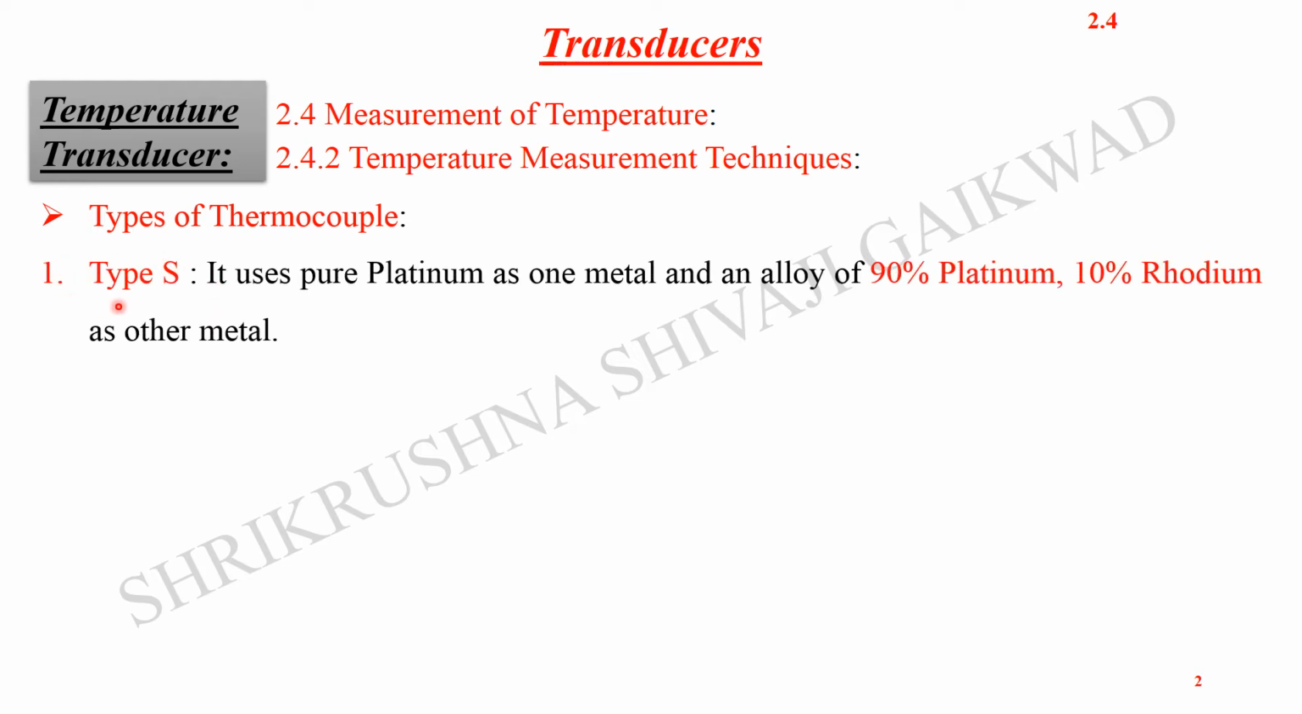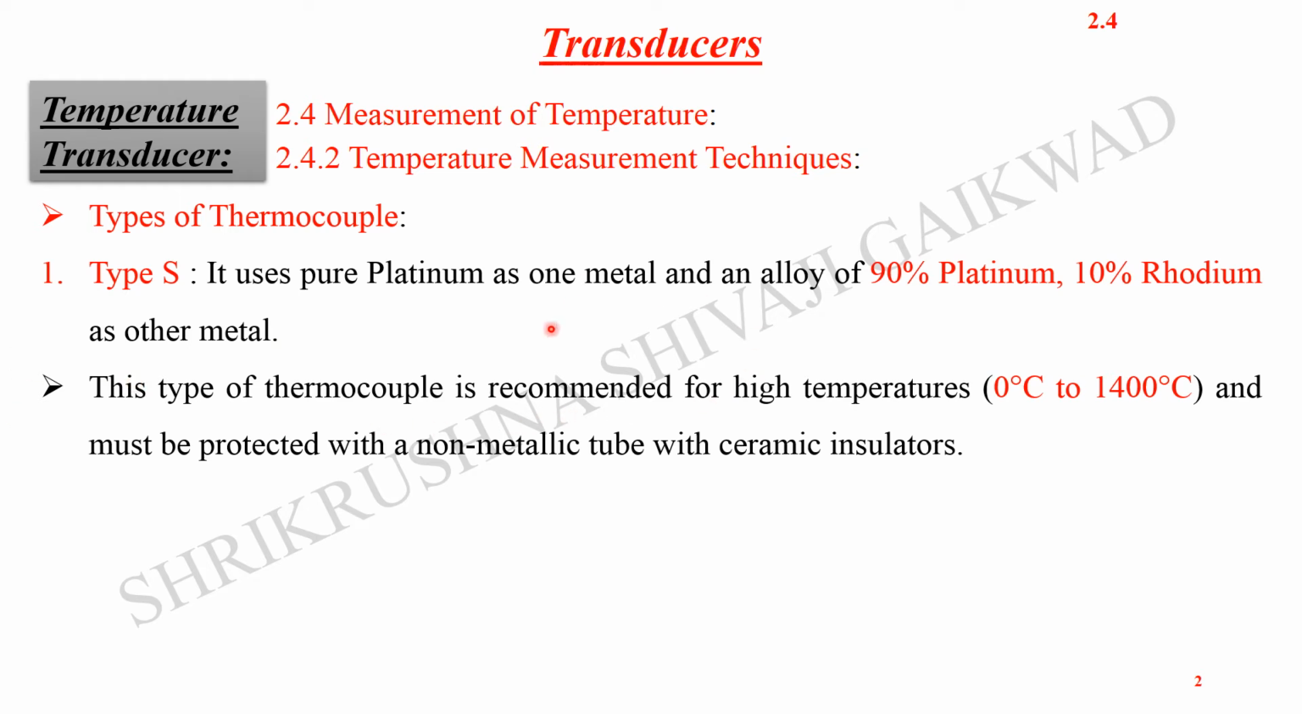There are various types. The first is the type S thermocouple, which uses pure platinum as one of the metals, and the other metal is an alloy of 90% platinum and 10% rhodium. This type of thermocouple is recommended for high temperatures in the range from 0 degrees Celsius to 1400 degrees Celsius, and it must be protected with a non-metallic tube with a ceramic insulator.